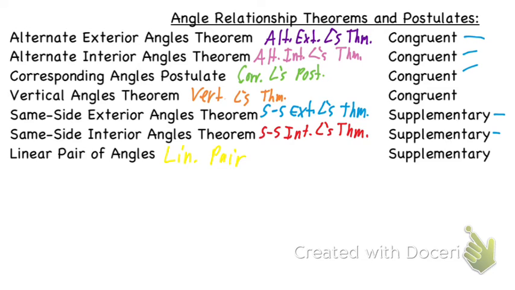Which ones are only when the lines are parallel? Alternate exterior, alternate interior, corresponding, same side exterior, same side interior. Our newer 5. Just write it with the trim. Questions on this at all?